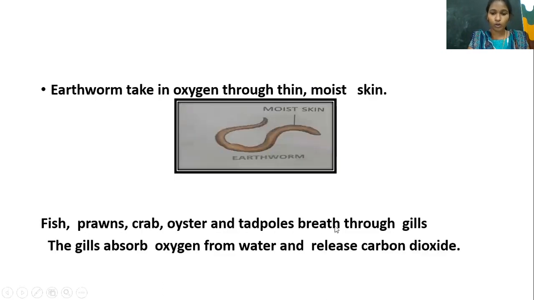They breathe through gills. What is the breathing organ of fish, prawns, crab and oyster? Gills. They breathe through gills. And gills absorb oxygen from water and release carbon dioxide to water. Okay. Gills absorb oxygen from water.